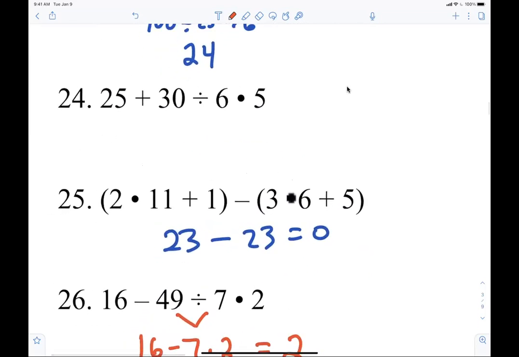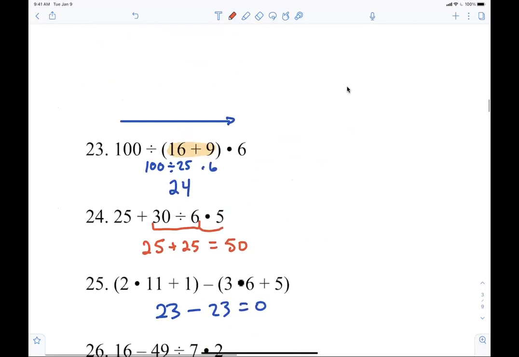All right, Sophia, let's see you, kiddo. You do 30 divided by 6, which is 5. And then 5 times 5, which is 25. Thank you, kiddo. 25 plus 25 is 50. Very good. All right, very nice work. Everybody okay with this?